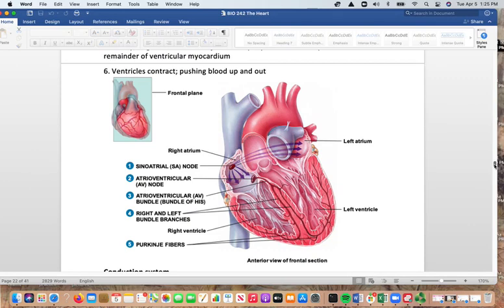So I like this picture here for illustrating this. So you can look at it and see where the impulse starts. So it starts at the SA node in the right atrium, and then moving down into the AV node, down through the bundle of His, and then into the right and left bundle branches, and around through the Purkinje fibers.